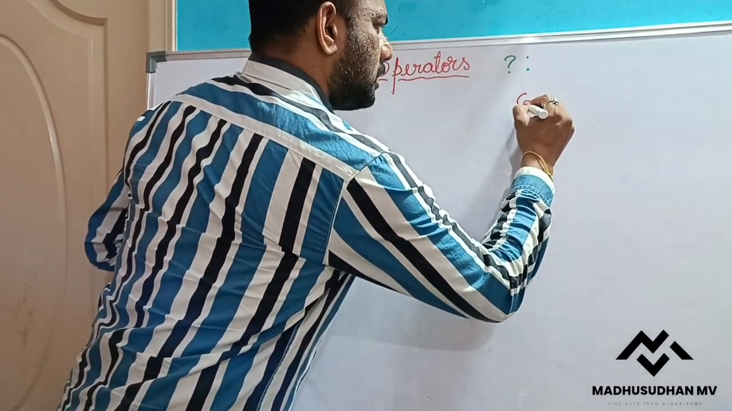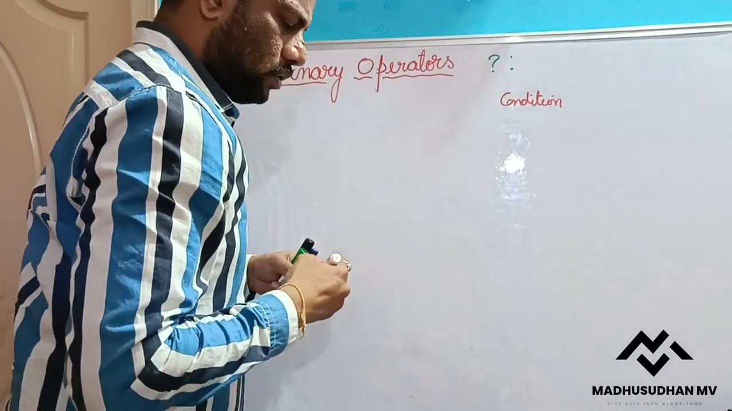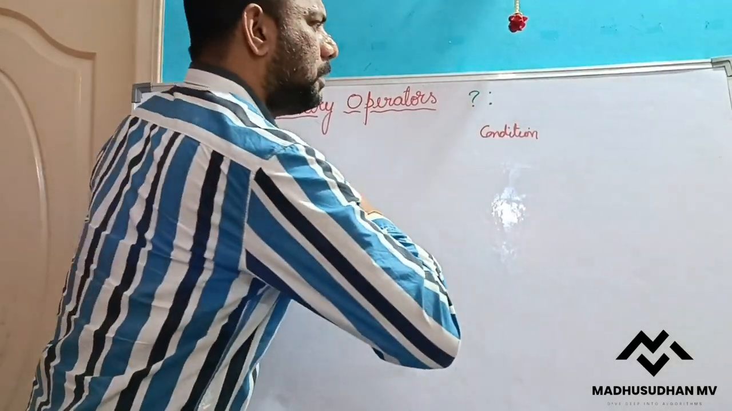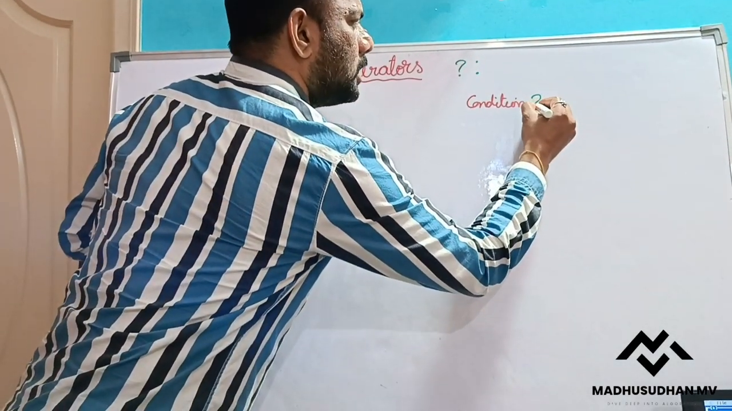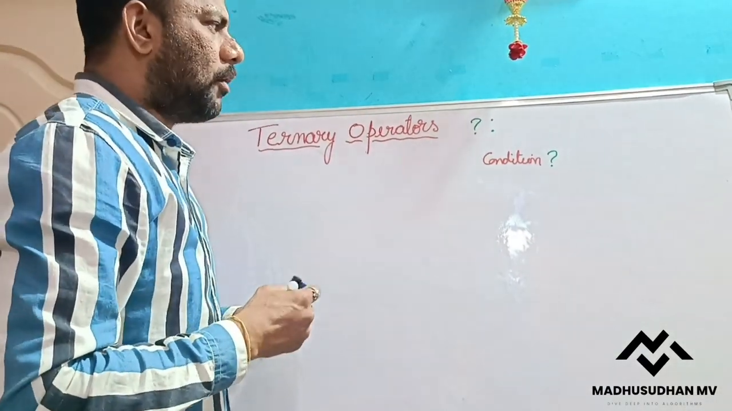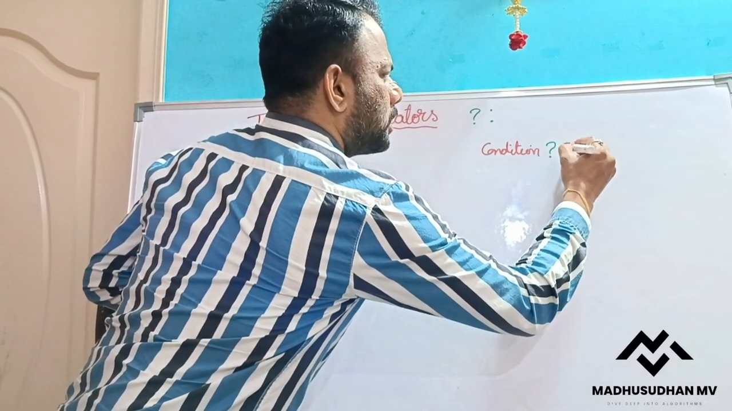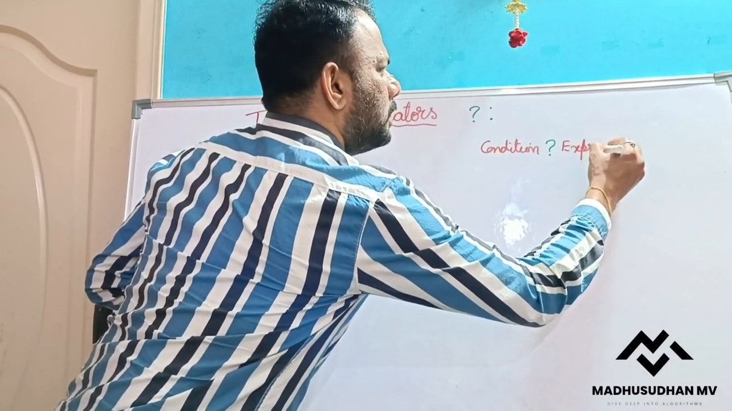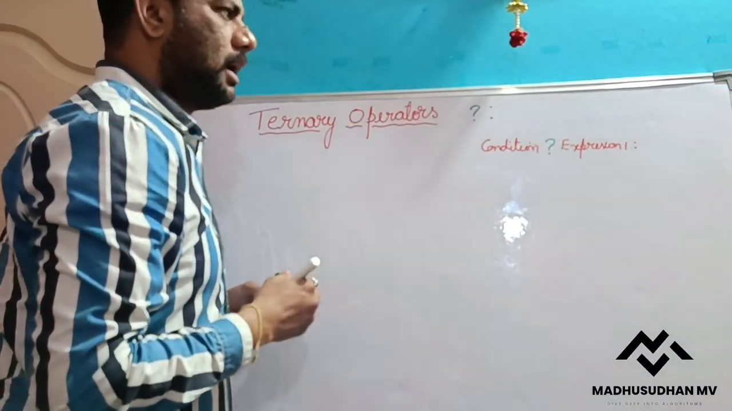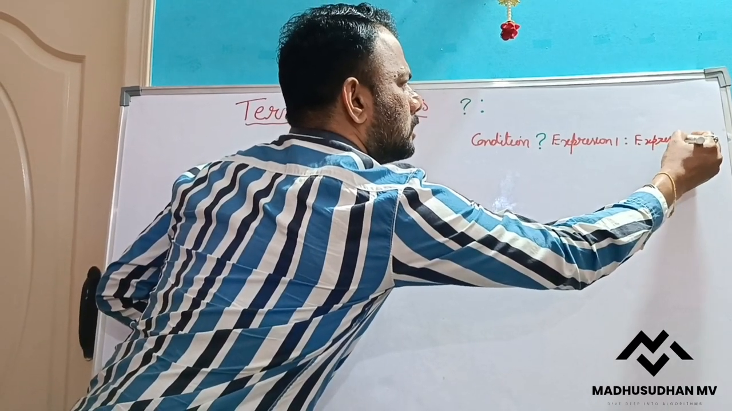First, some condition will be checked. The condition may be true or false. So I will check the condition, with the question mark. I don't know what the condition result is. Suppose the condition is true, then whatever is there in the place of expression 1 will be sent. Otherwise, expression 2 will be assigned as the result.